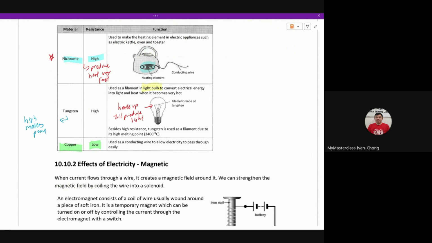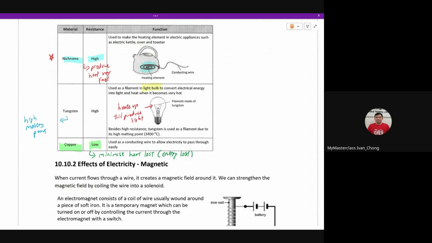So apart from that, we talk about your copper. Now, copper is something that we use very, very often in our wires. The good thing is that because it has very low resistance, this will minimize heat loss. So basically your energy loss. Because don't forget, heat is just thermal energy. Okay, so you can minimize your heat loss so that you can supply more electricity to your devices.